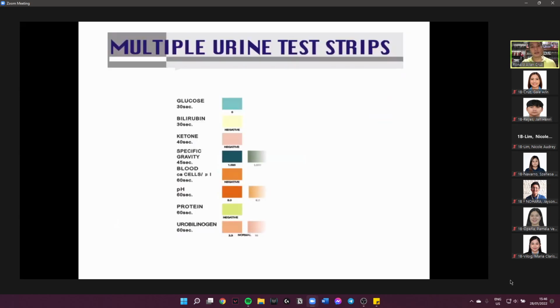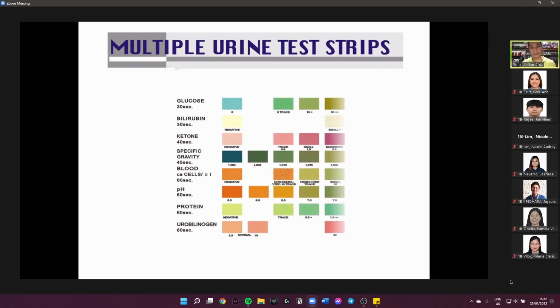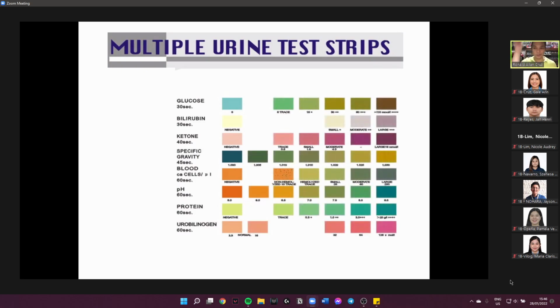Using your reagent strip, you just dip it, and then after a while, take it out and set it aside. Make sure again you set it horizontally, not vertically, in order to prevent contamination. So you set it horizontally, and then take note of when to read. You do not read it at the same time. Sometimes some will take 30 seconds, some will take 40, 45, 1 minute, etc.